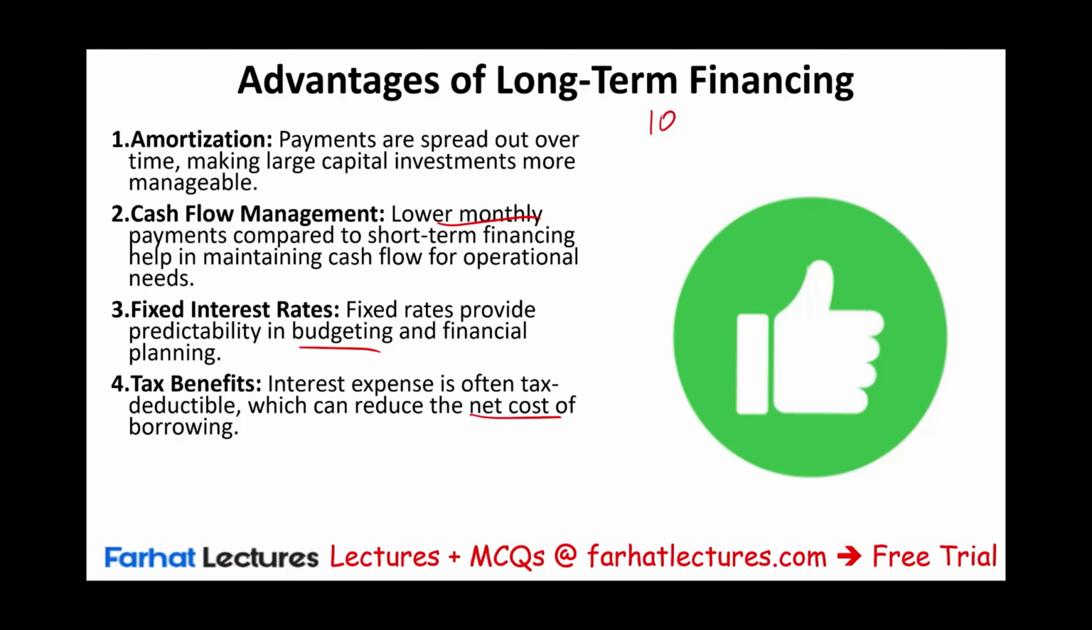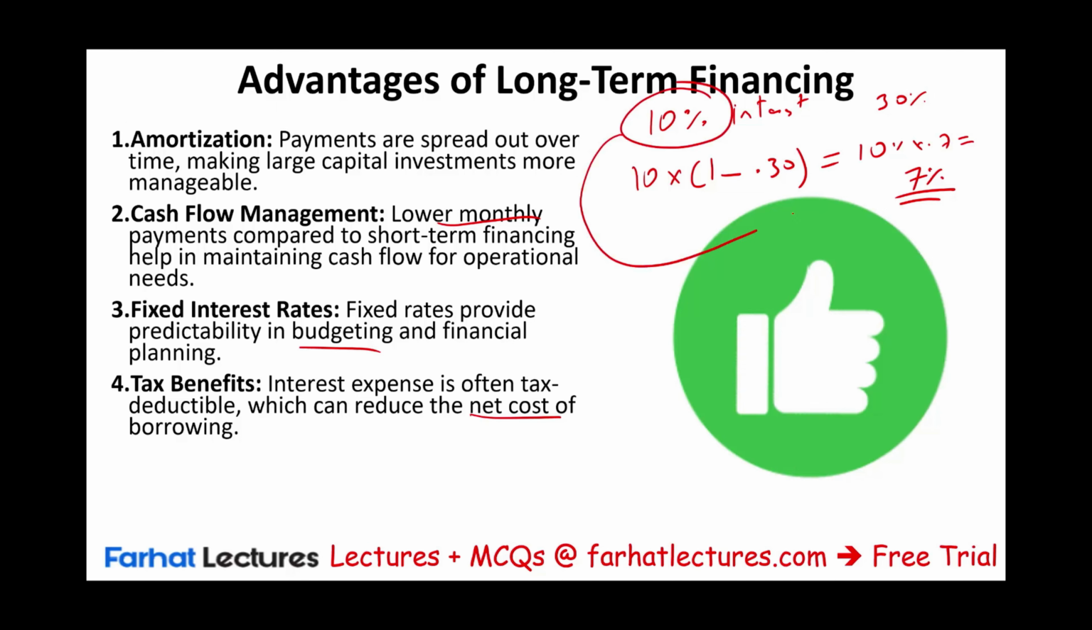So if we have a loan and we're paying 10% interest on that loan, but our tax rate is 30%, we'll take 10% times 1 minus 0.3, the tax rate, equal to 10% times 0.7, which is 7%. So although you're paying 10%, your net cost after tax, not after interest, the net cost of interest is only 7%. Why? Because you save on your taxes.